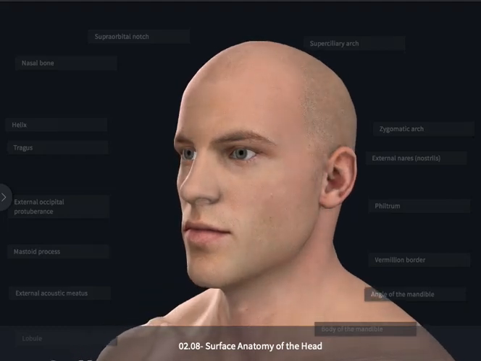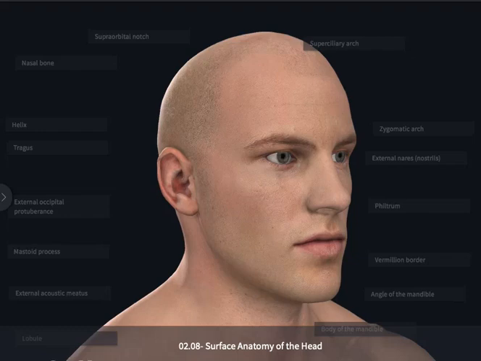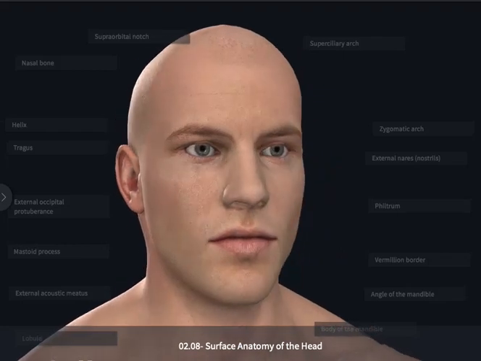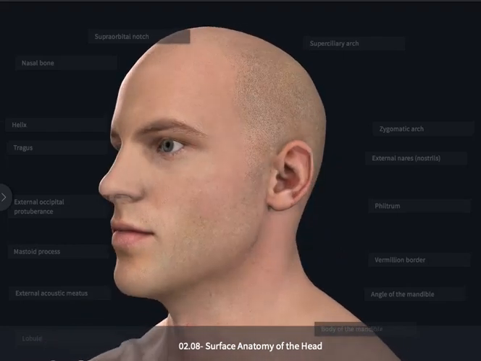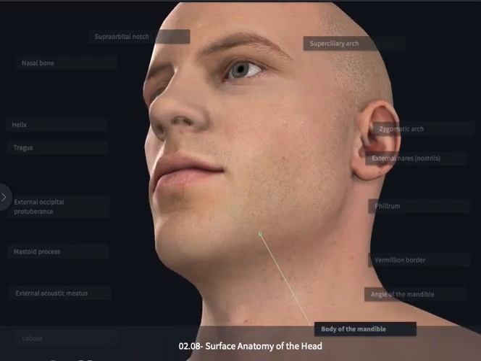The anatomy of the face and the head can readily be felt or palpated in the majority of individuals due to the thin layer of subcutaneous or connective tissue. Now, as a landmark, let's begin along the jawline, otherwise known as the body of the mandible.